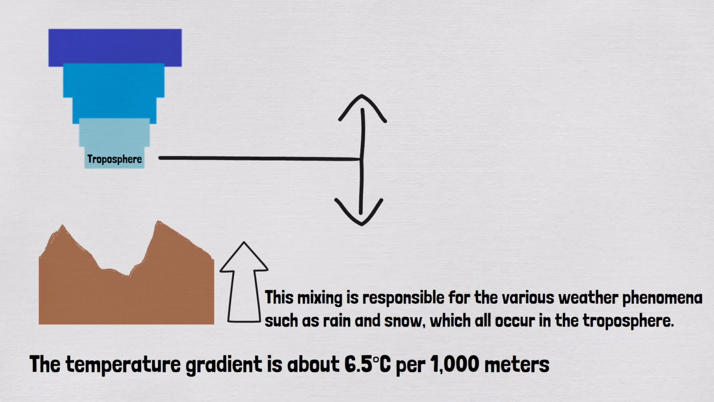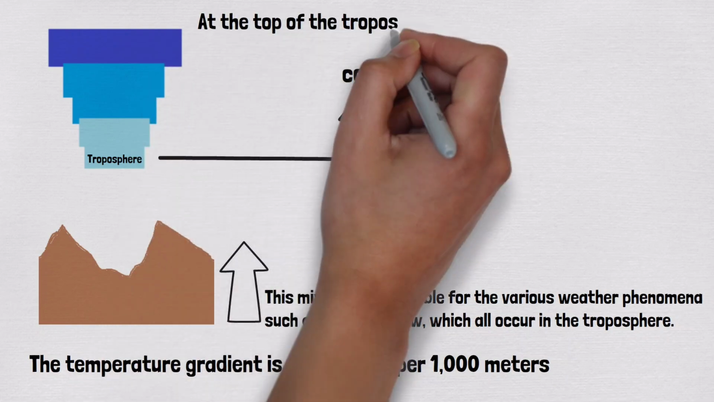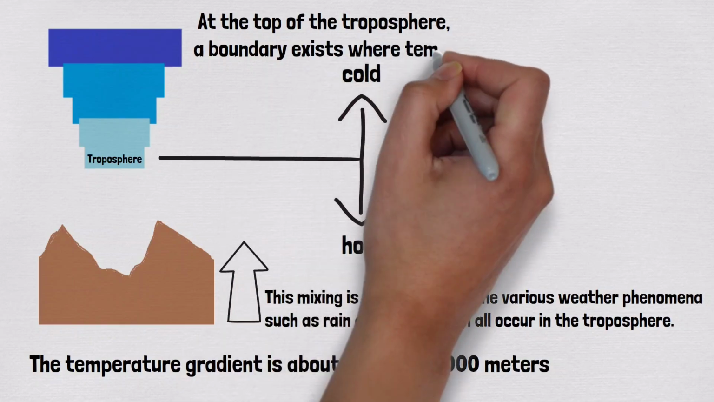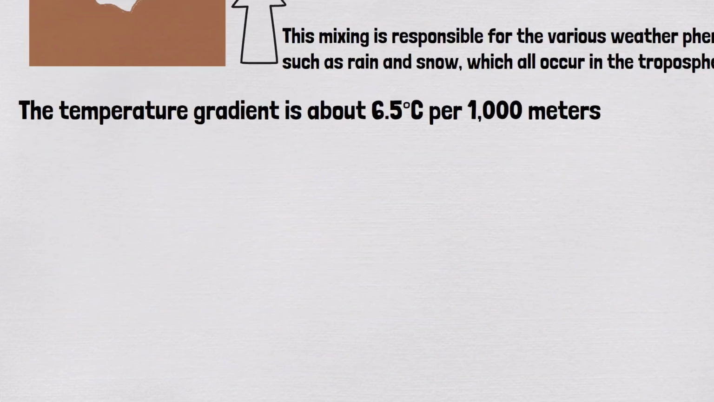Sometimes, temperature inversion occurs, where warm air lies above cooler air, creating stable conditions that may trap pollutants and lead to air pollution. At the top of the troposphere, a boundary exists where temperature remains constant, separating it from the next layer, the stratosphere.